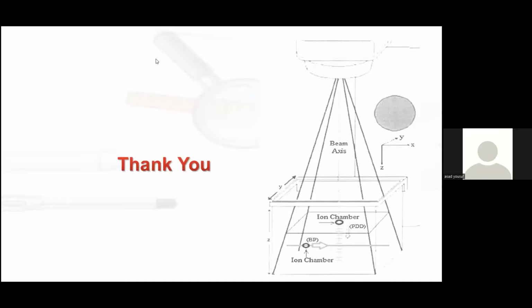Assalamu alaikum. I am Asad. Thank you very much, Dr. Attia. I want to ask: for small fields, TRS 483 is a new protocol from the IAEA, if I'm correct. Is that applicable for the LINAC as well, or is it specific to some specialized machines like CyberKnife, tomotherapy, and gamma knife?